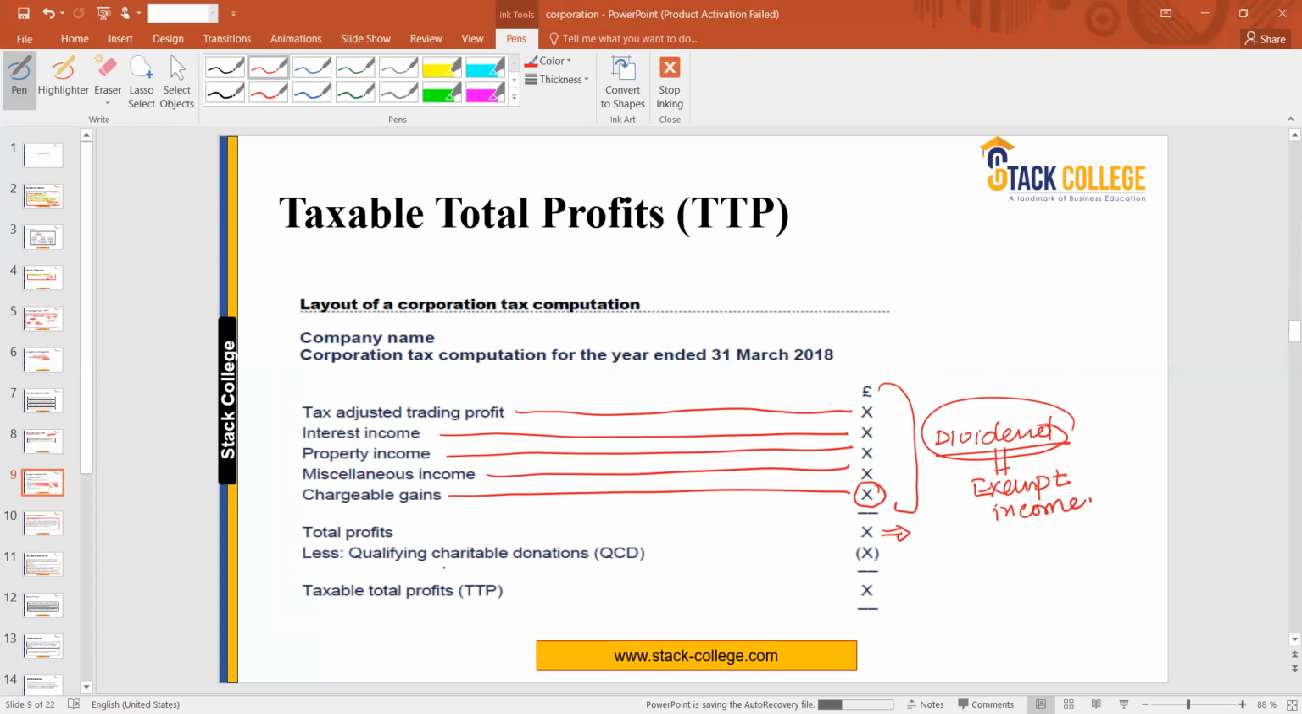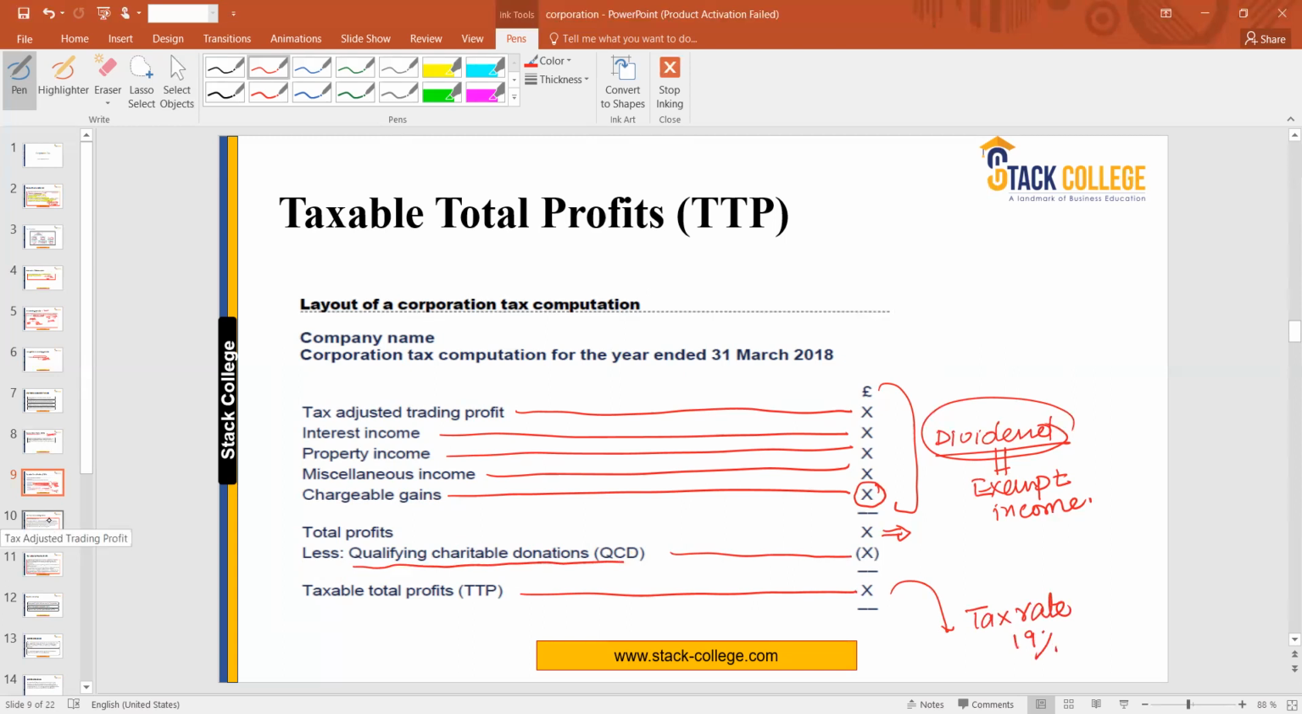And if there is any donation paid which is classified as a qualifying charitable donation, then we will deduct it from the total profit in order to arrive at a value called taxable total profit. On this figure, we apply a tax rate of 19%. So it's very simplified compared to the individual. There is no personal allowance, no basic band, higher band, or anything like that. There is no NRB on savings income, and dividend is not taxable.